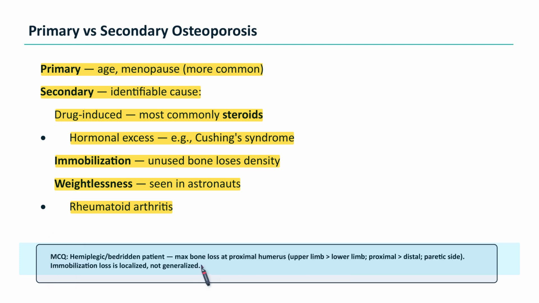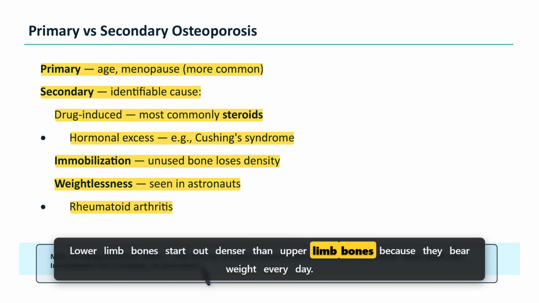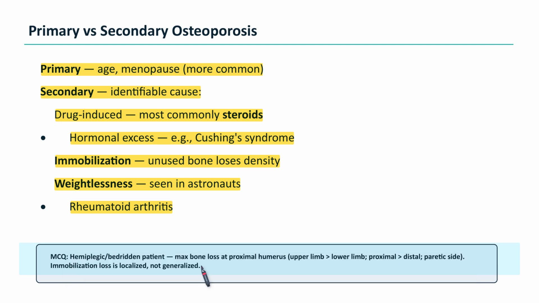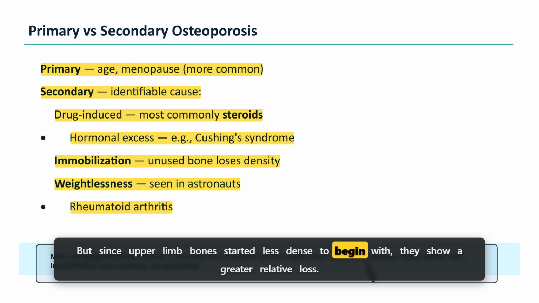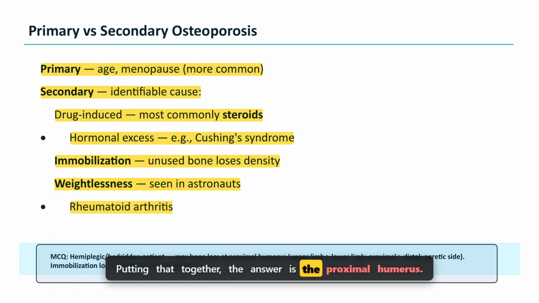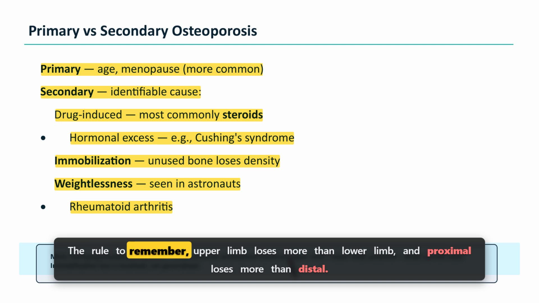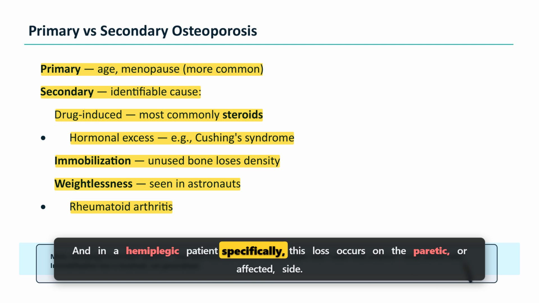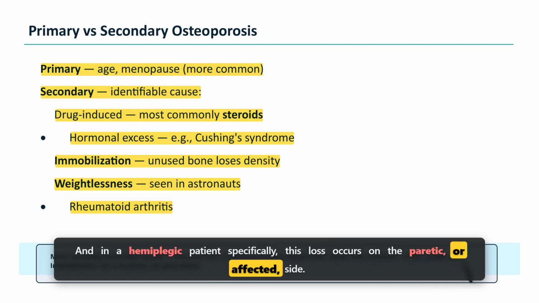Let's reason through it. Lower limb bones start out denser than upper limb bones because they bear weight every day. When a patient becomes immobile, density falls in all the unused bones. But since upper limb bones started less dense to begin with, they show a greater relative loss. And within the upper limb, proximal bones lose more density than distal ones. Putting that together, the answer is the proximal humerus. The rule to remember: upper limb loses more than lower limb, and proximal loses more than distal. And in a hemiplegic patient specifically, this loss occurs on the paretic or affected side.